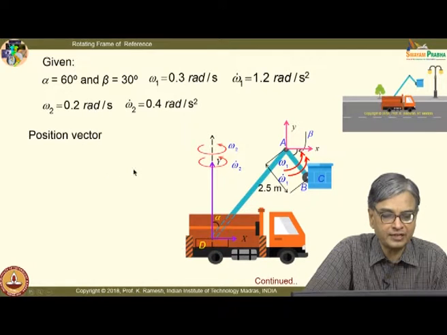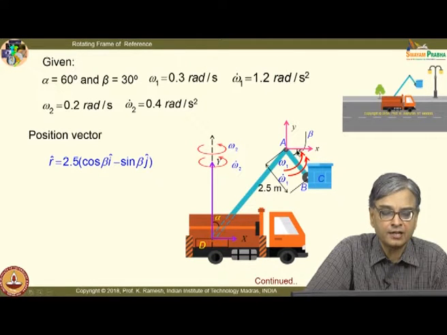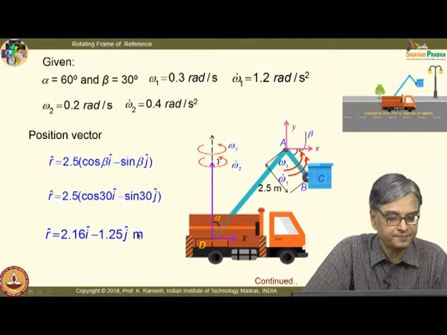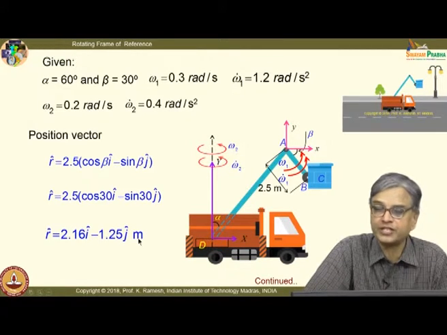You have the position vector. This is nothing but 2.5 (cos beta i minus sin beta j). So, when you substitute the quantities and simplify, I get this expression. R turns out to be 2.16 i minus 1.25 j.